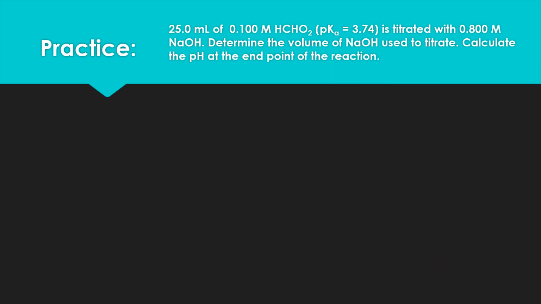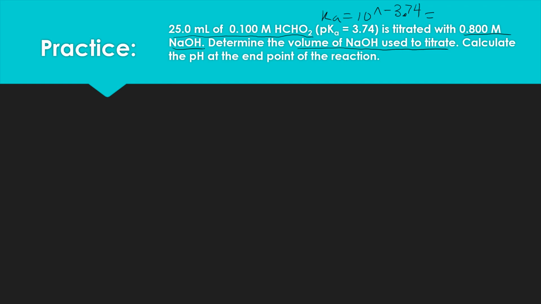We're going to do another example of this to see what's going on with another reaction, since it's a little more involved. So we've got 25 milliliters of a 0.1 molar HCHO2 solution. We've got our pKa value. We can always find the Ka from that by doing 10 to the negative pKa, so we can do that as a little side calculation in a little bit. So that acid is titrated with 0.8 molar sodium hydroxide. We want to find the volume of sodium hydroxide used to titrate it. Let's just start with that part.